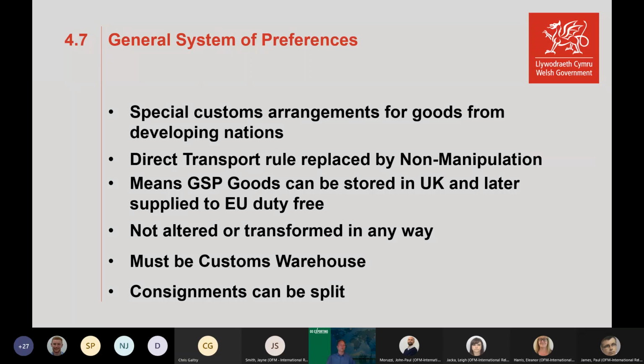What that means is you could now import something from a GSP country, a developing country covered by the agreement, store it in the UK and then later supply it to the EU, even if you've done nothing to it, still duty-free. You don't have to alter or transform it in any way, but it does need to go into a customs warehouse. And consignments can be split, so you can bring in 20 tons of a material and send out 1 ton to 20 different customers. So that's a useful improvement in the trade agreement for goods coming in from developing countries, the general system of preferences.